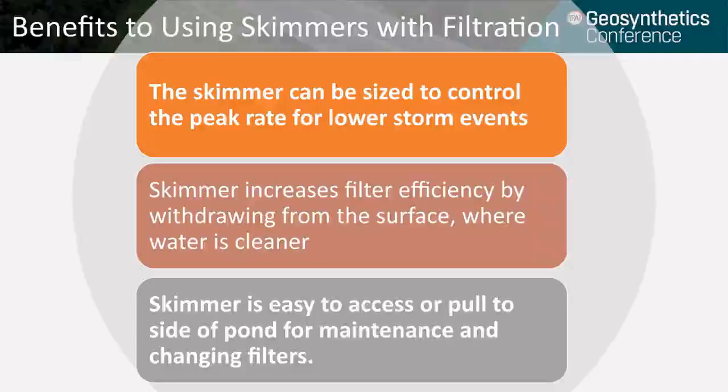So there are benefits to using skimmers paired with filtration in basins. The skimmer can be sized to control the peak rate for lower storm events, such as the 2-year storm or whatever the lowest storm event required in that MS4 is. The skimmer increases filter efficiency by withdrawing from the surface where the water is cleaner. Therefore, the filter tends to last longer. The skimmer also makes it easy to access or pull to the side of the basin for maintenance and changing of filters.